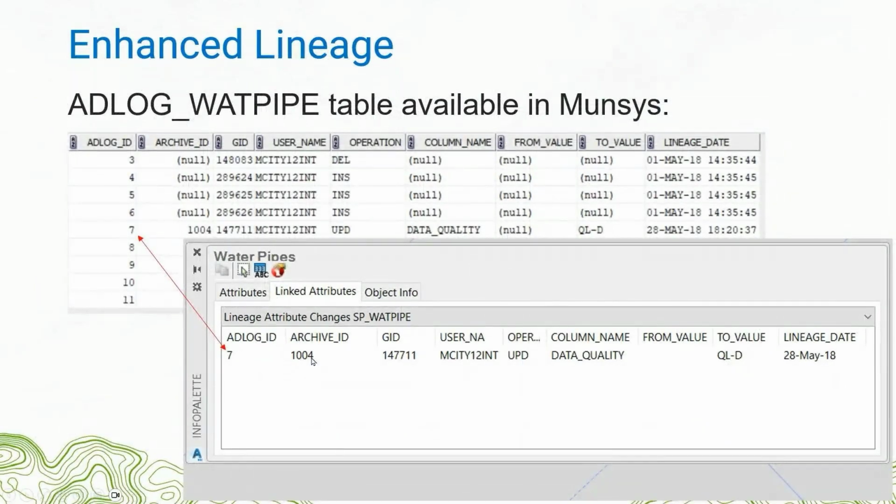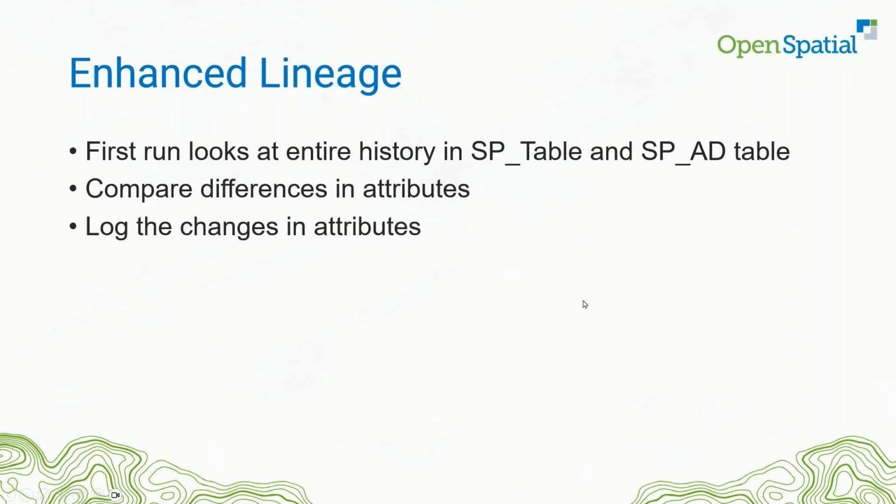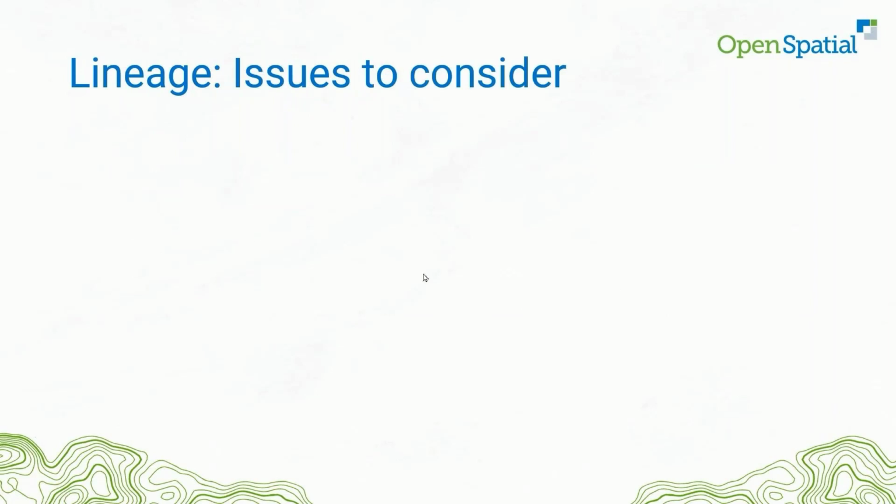So in this AD log table, it will then tell you all the changes. It will actually look at the first run. It will look at the entire history of the SP table and the SPAD table, compare the differences in attributes, go and put it in the AD log table, and then store the run date. On the next run, it will only look at the changes between the last run and this run, and only then do the updates for that. So that we'll have a look at.